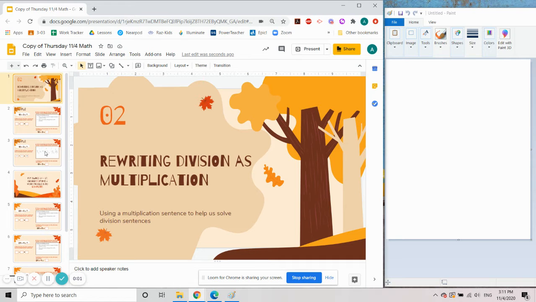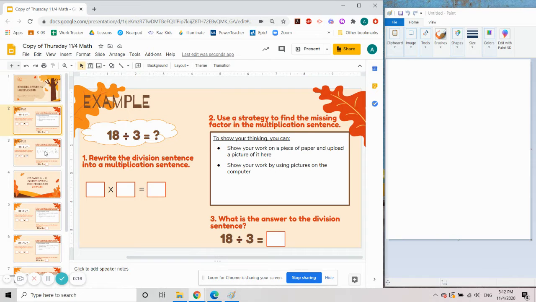The second part of this assignment is asking you to solve division sentences by rewriting them as multiplication sentences. If you know your multiplication facts, you can use them to solve division problems really easily. Let's look at an example together. For each problem, you'll see these 3 steps that you need to follow.